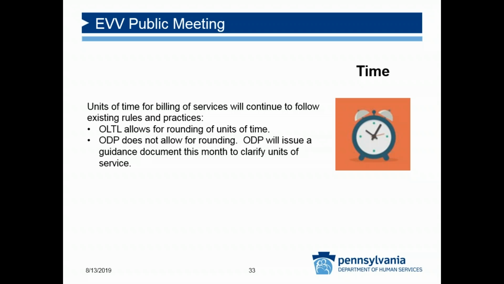And units of time for billing of services will continue to follow existing rules and practices. So OLTL does allow for rounding of units of time, and ODP does not. But ODP will issue a guidance document this month that will help to clarify some of these units of service. That will be made available on the DHS EVV website as well.